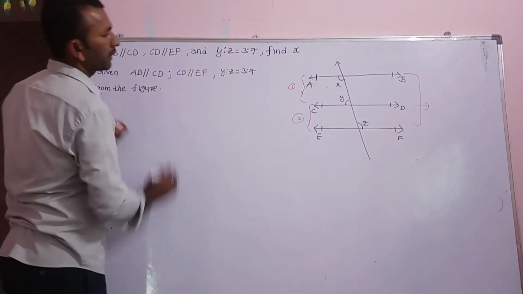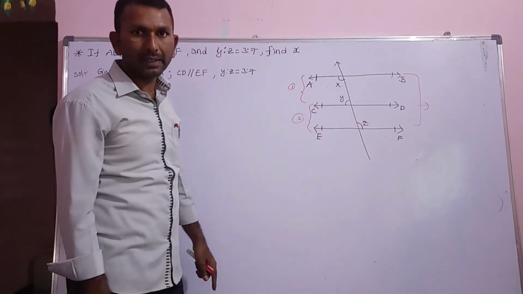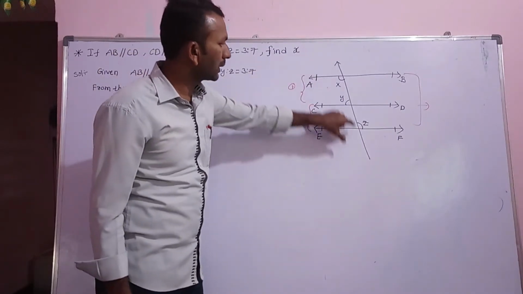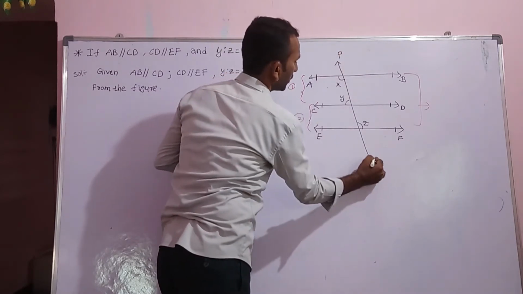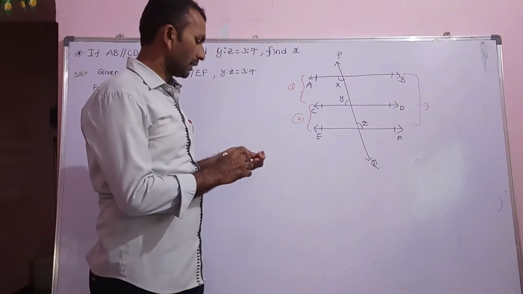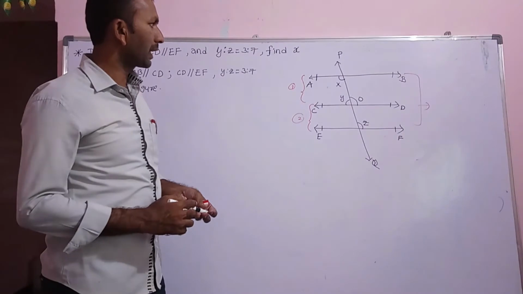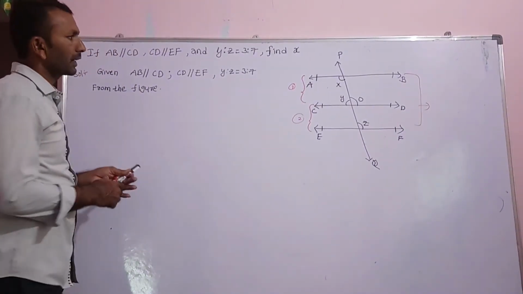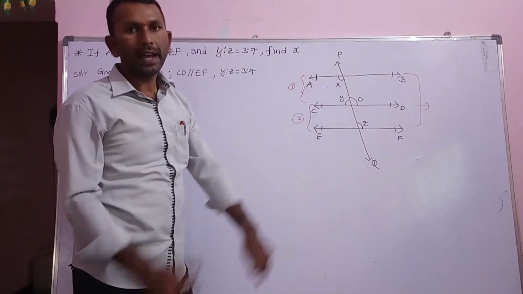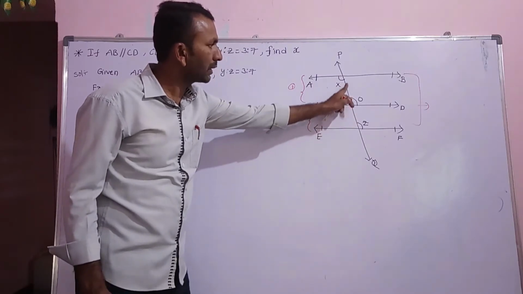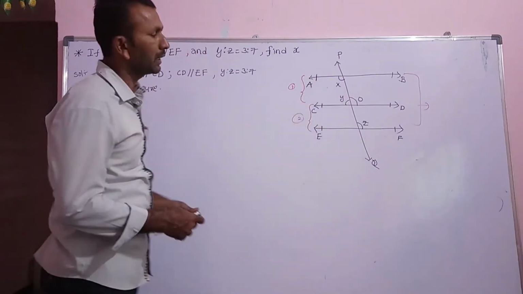From the figure, AB, CD and EF, all three lines are parallel to each other, and this line is a transversal. Indicate this as P and Q, and indicate this angle as angle O. Now, if PQ is a transversal line, angle X and angle Y are both on the same side of the transversal.